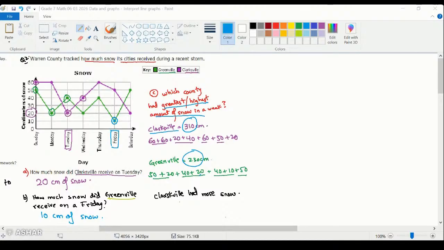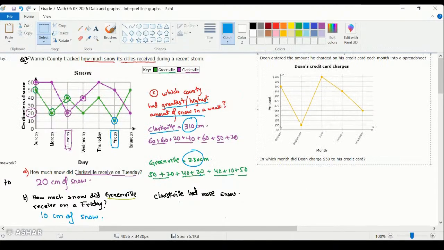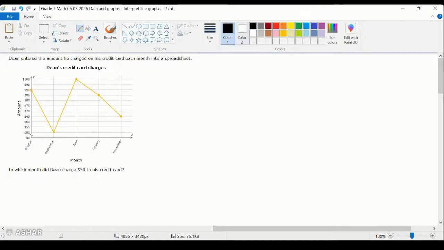Let's have a look at another example. It's saying Dean entered the amount he charged to his credit card each month. Question number 3. Dean entered the amount he charged on his credit card each month. October, September, June, January, and November. 5 months are given to us, and the amounts are there.